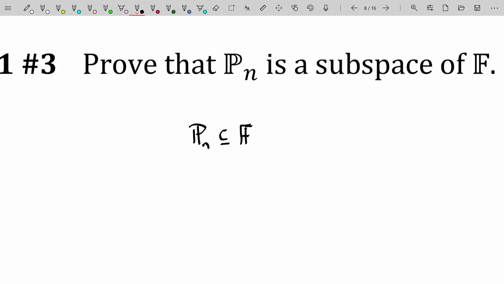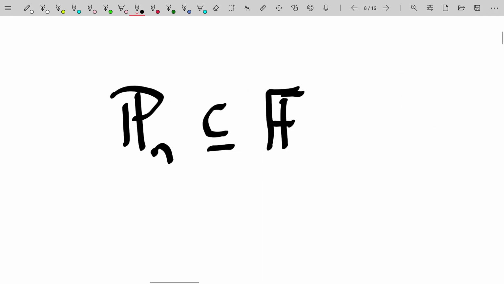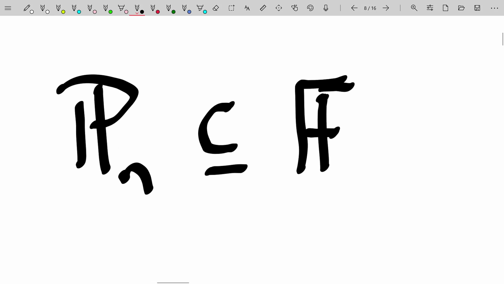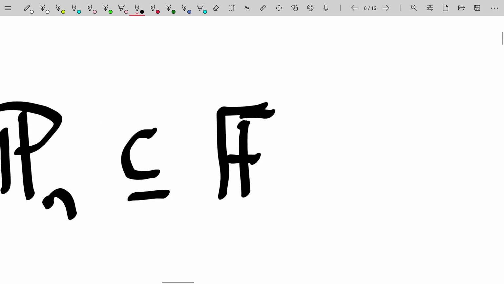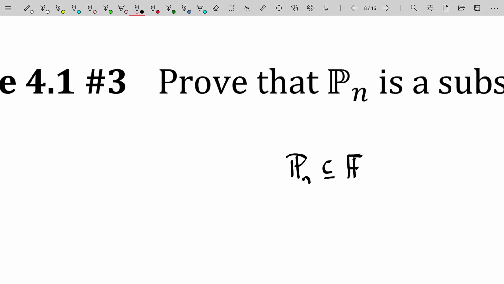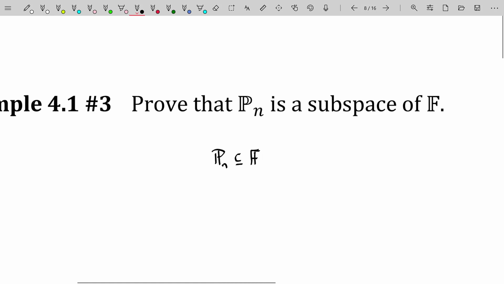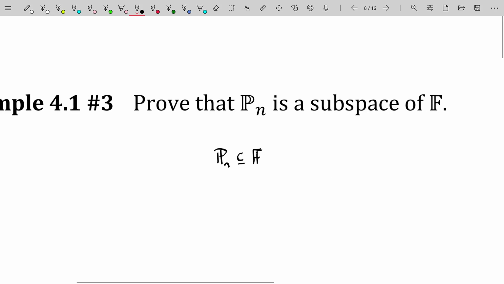And I don't know if you've ever had a course that contains set notation like this, but this just means P sub n is a subset. It's kind of less than or equal to is what it looks like, right? It's a subset of the vector space F. Now all we need to do to prove that P sub n is a subspace of F is to show that P is closed under addition and closed under scalar multiplication.